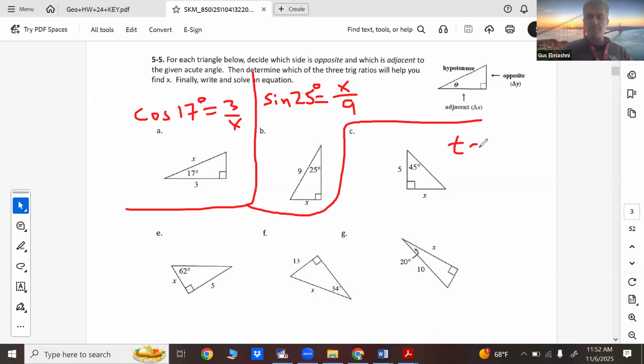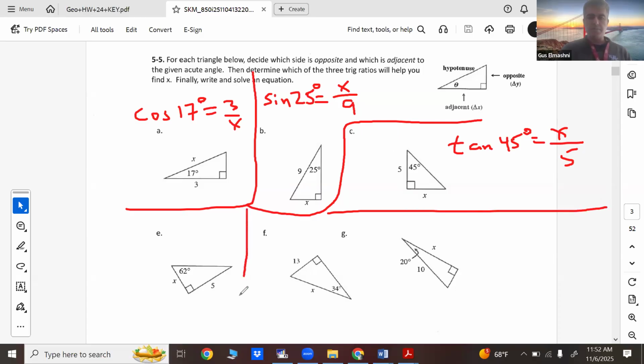Yes, and cross multiply, and then times three. I know what it is. 0.9, because adjacent's 3. X is the hypotenuse. I know, 3 is adjacent. That's why.